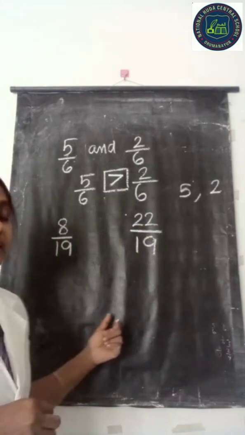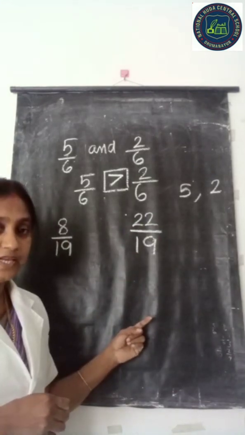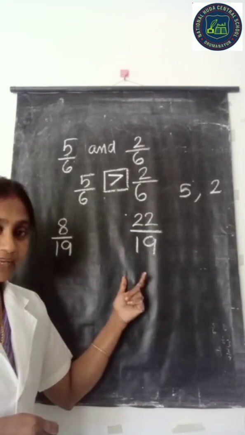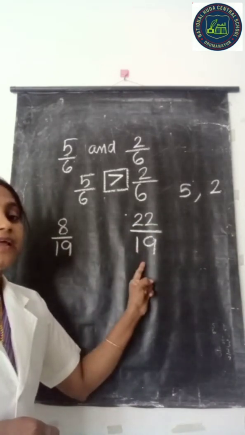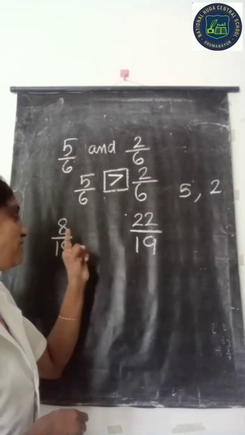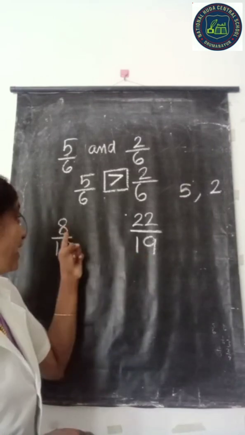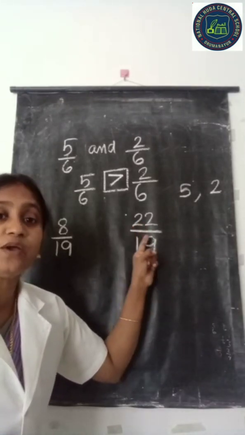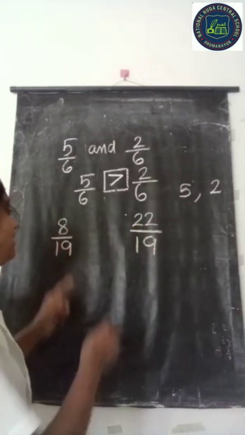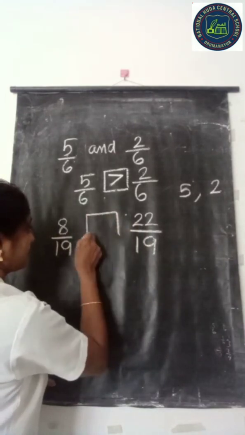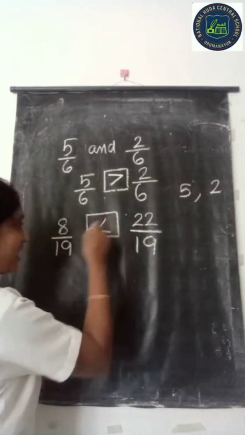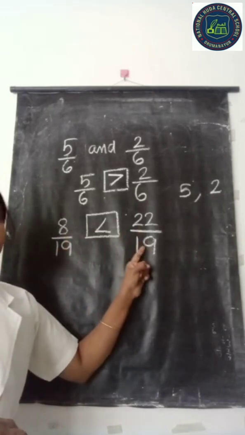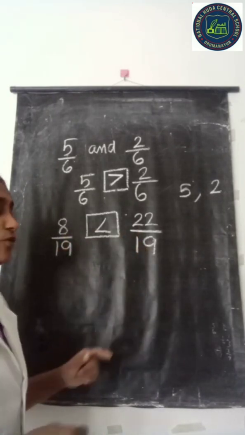8/19 and 22/19. It is very clear that these two fractions are like fractions. Therefore, we can check the numerators. Here the numerator is 8 and here the numerator is 22, and 22 is greater than 8. So, we can write it like this: 8/19 is less than 22/19. One more question.